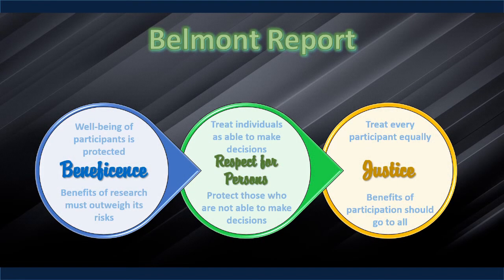The Belmont Report was created by the National Commission for the Protection of Human Subjects, and it applies to both biomedical research and behavioral research. The report was issued in 1978 in response to the ethically problematic research discussed previously. Three core principles emerged in the report: beneficence, respect for persons, and justice.